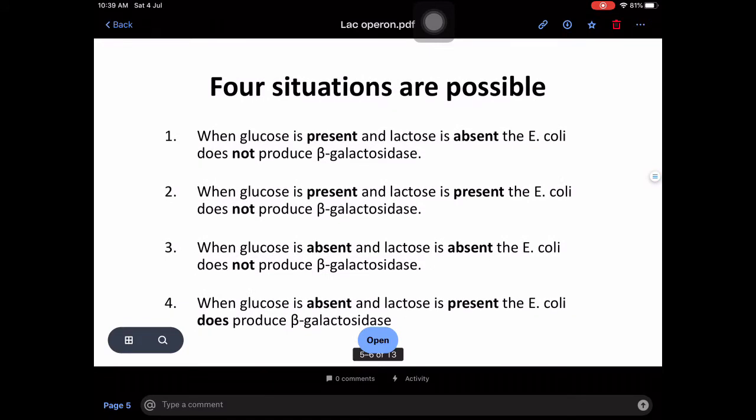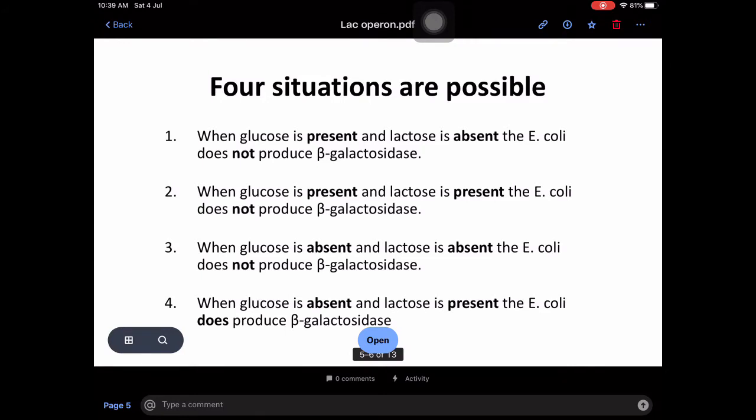So a bacterial cell may be confronted with any of four situations. One, when glucose is present and lactose is absent in the medium or in the cell. At that time they don't need to produce beta galactosidase because glucose is already present. The second situation is when glucose is present and lactose is also present. Again, the bacterial cells don't need to produce beta galactosidase because glucose is already present. Why would they lose energy in hydrolyzing lactose?